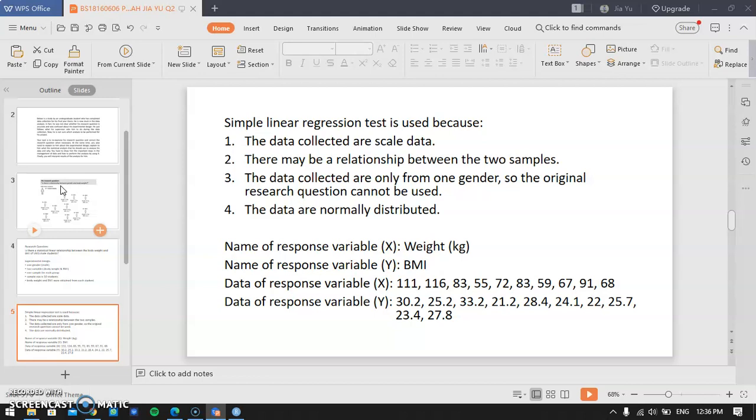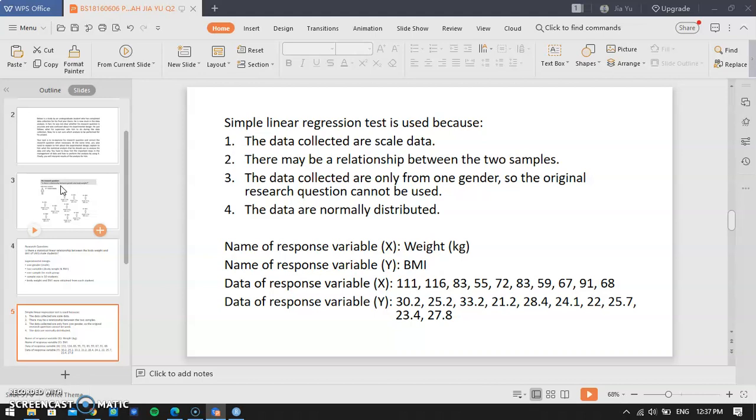I'm using simple linear regression tests because the data collected are scale data. There may be a relationship between the two samples. The data collected are only from one gender, so the original research question cannot be used. The data are normally distributed. This is proven by the Shapiro-Wilk test using the R calculator.